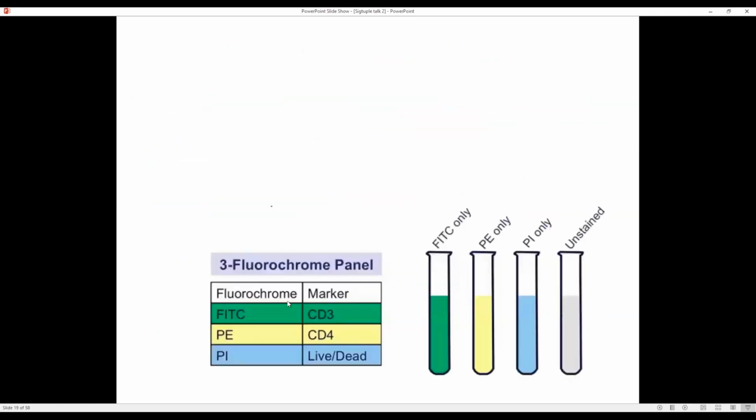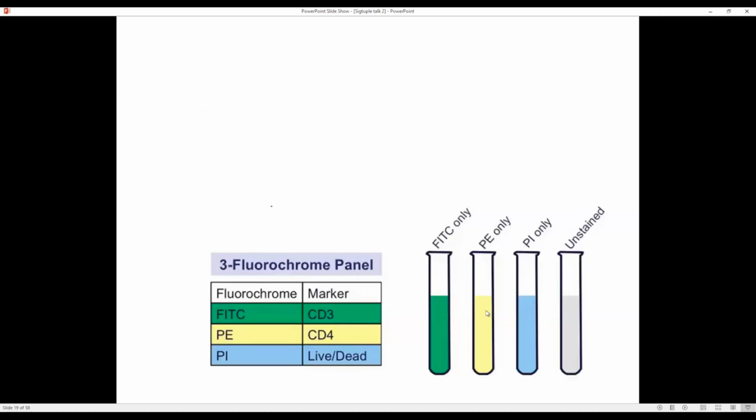See, I'm using a 3-color panel here. Okay, so I'm using FITC, PE and propidium iodide, which is the third fluorochrome. Now first I'll run FITC. I'll check whether any signal is coming in PE and PI. If there is signal in PE and PI, it means FITC is spilling over into PE and PI channel. I need to eliminate them.